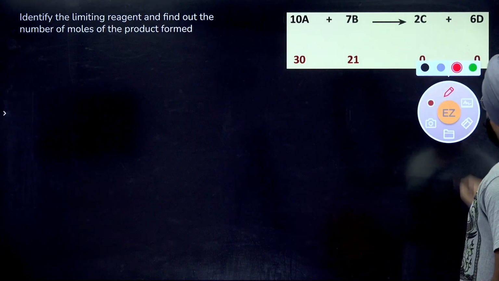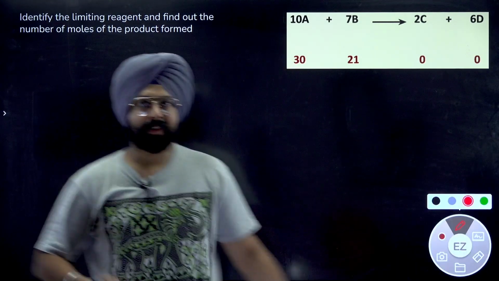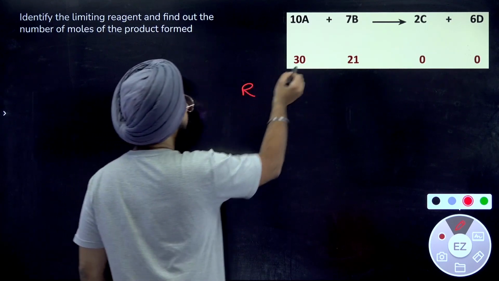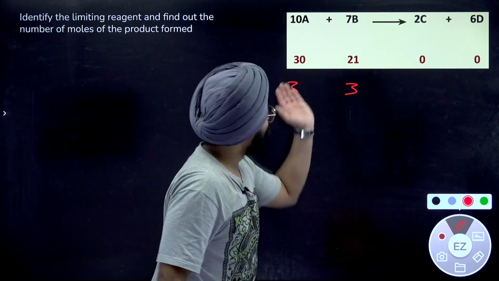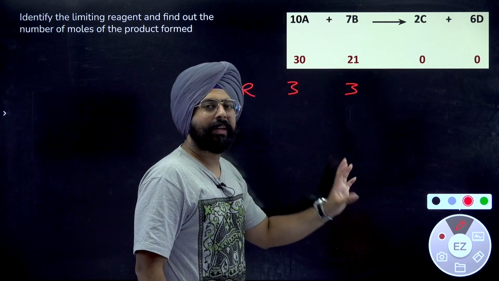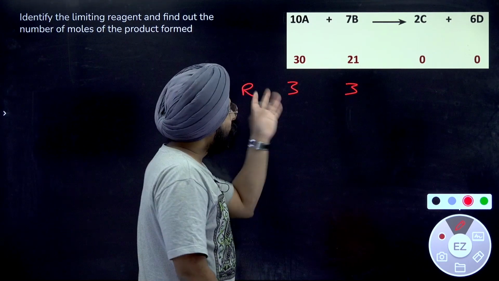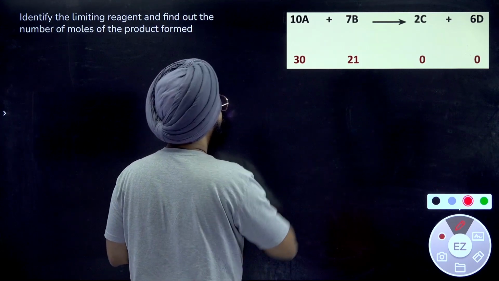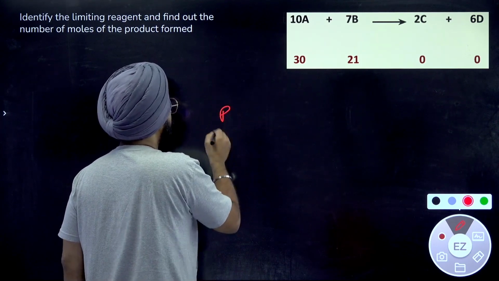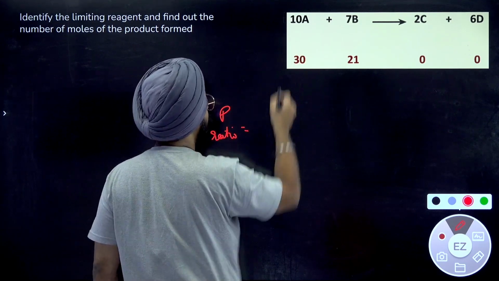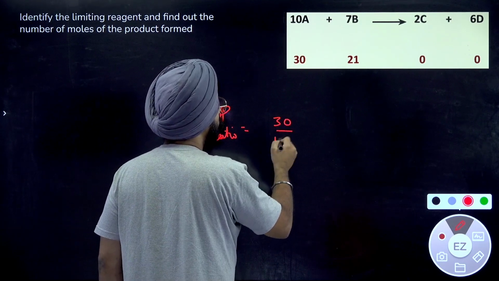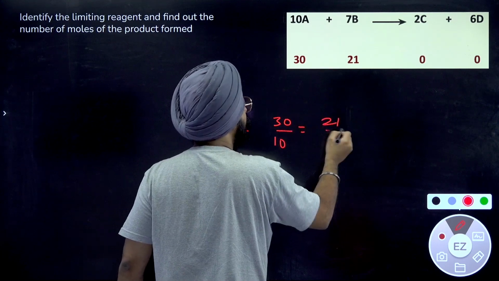What's going on over here, people? For the fun of it, you want to write the ratio. 30 by 10, 3. 21 by 7, 3. This is already the perfect scenario. There is no limiting reagent, no excess reagent. This is already a perfect scenario, yes? So what is the perfect ratio? Perfect ratio is basically equal to 30 by 10, which is equal to 21 by 7.